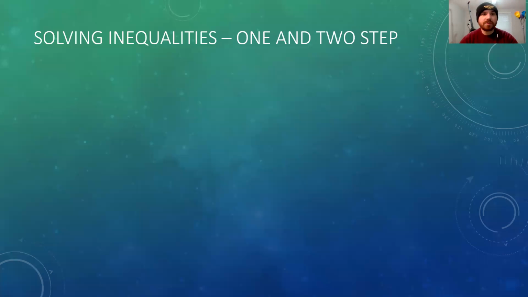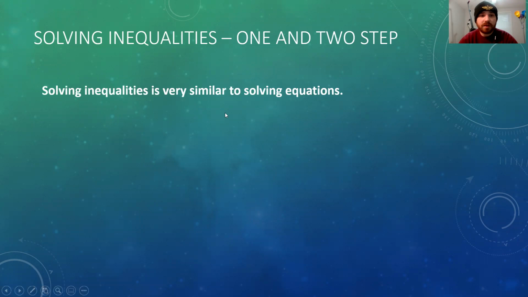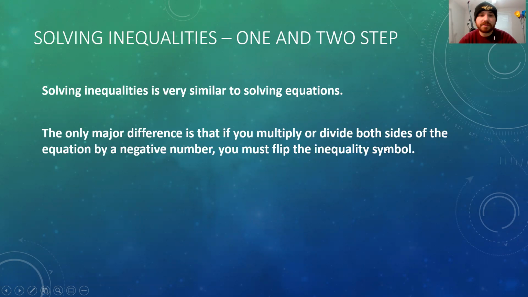Okay. So in this video, we're going to talk about how to actually solve inequalities. We're going to start with 1 and 2 step inequalities, but the process is actually the same for when we get to more complicated ones. You'll see there's not that much of a difference. So solving inequalities, like I said, is very similar to solving regular equations. The main difference is that if you multiply or divide both sides of the equation by a negative number, you have to flip the inequality symbol.